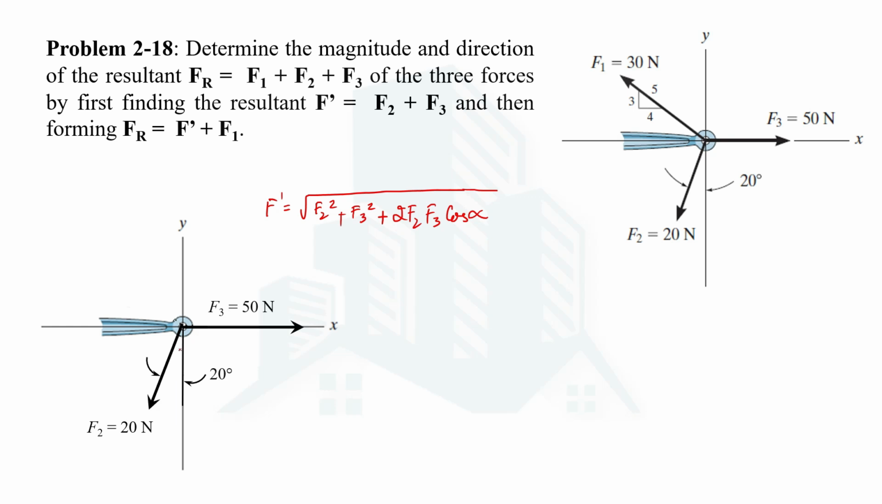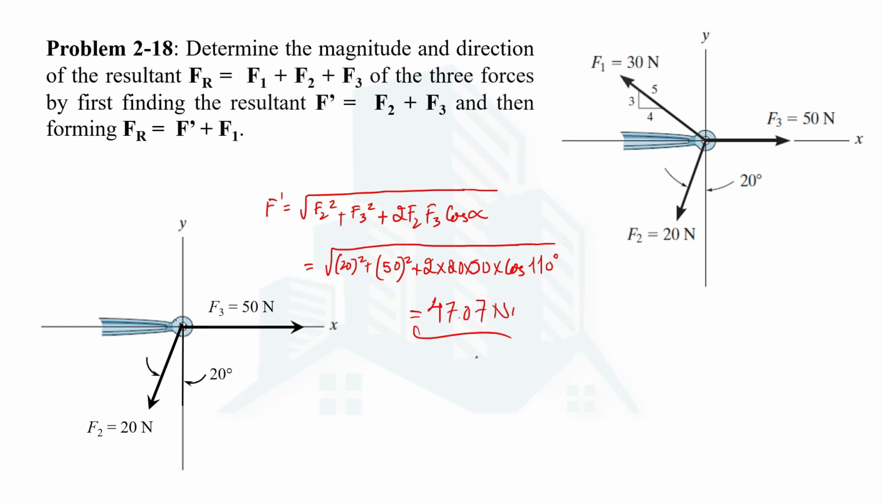So the angle between them is actually 20 plus 90. You can see 20 is this angle and this angle is 90 actually, so that makes it 110. So just put the value here. The angle, I just tell, is 110 degrees. So when you solve it, you are going to get the magnitude of F dash as 47.07 Newton.